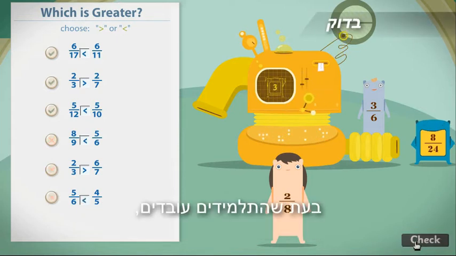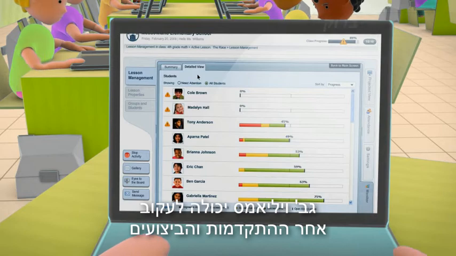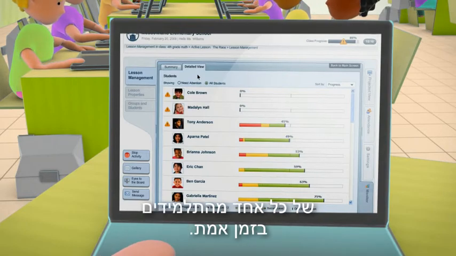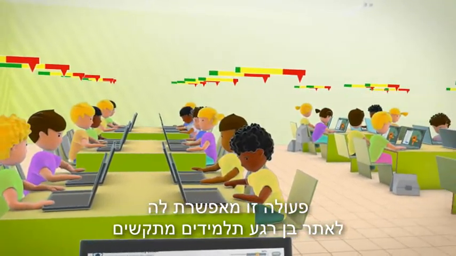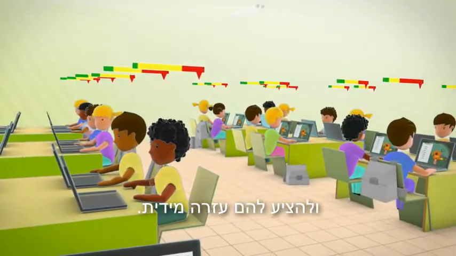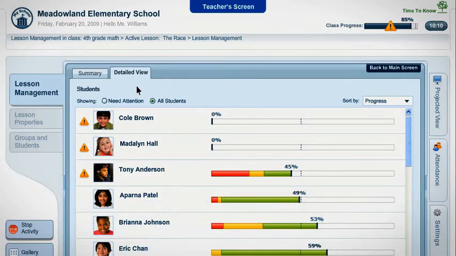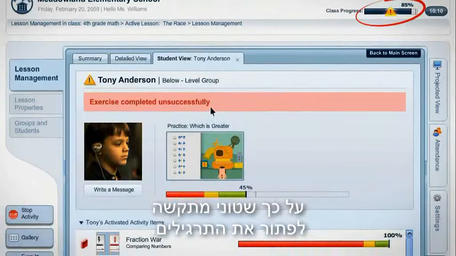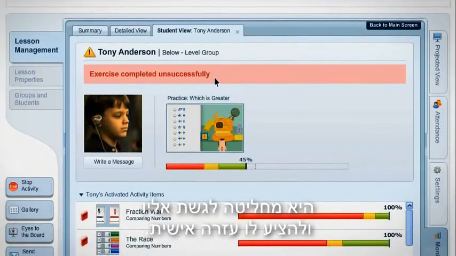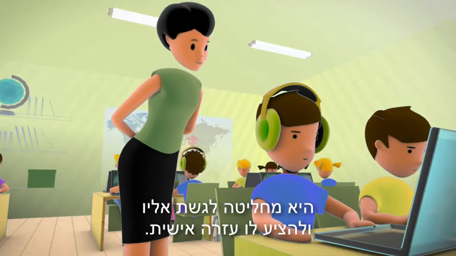While the class is working, Miss Williams can monitor the progress and performance of each of her students in real time. This allows her to instantly identify students who are having difficulties and offer an immediate response. An alert on her screen indicates that Tony is still struggling with his worksheet, so she decides to approach him and offer her personal assistance.